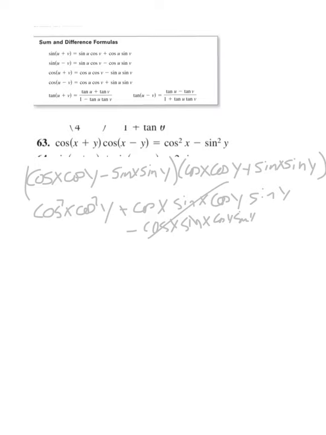So they're going to cancel. And then our last term will be minus sine squared x sine squared y. So now we have cosine squared x cosine squared y minus sine squared x sine squared y.